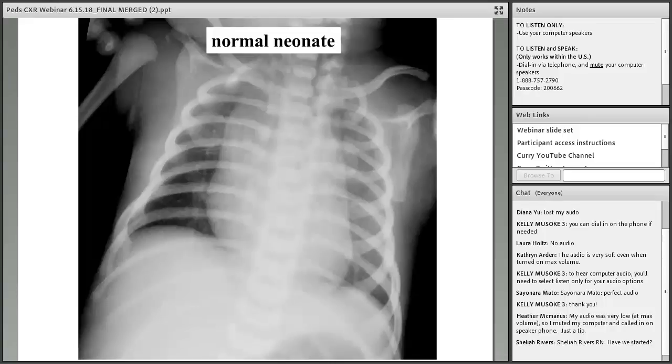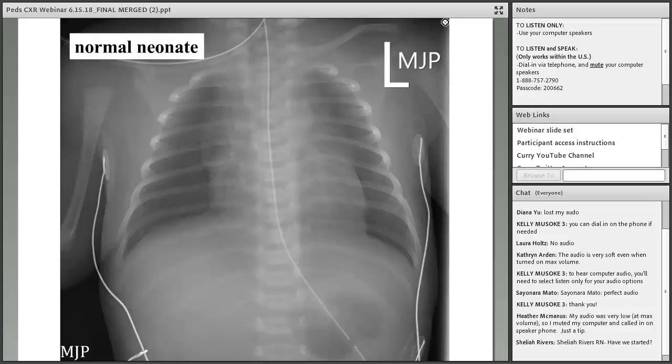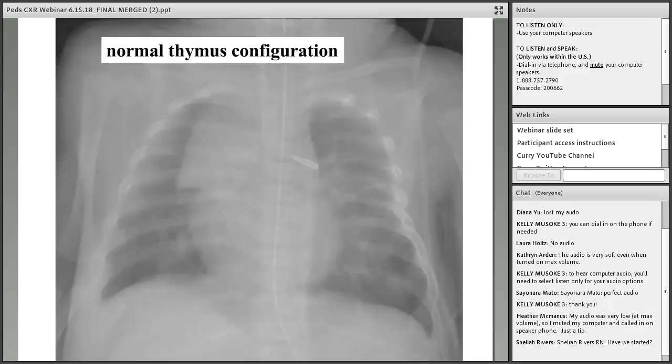neonate. So here's an example of a normal neonate, and what makes it difficult is that the mediastinal structures are very prominent because the thorax is small. So in this case, of a normal neonate, the heart can be artificially enlarged, and the cardiothoracic ratio can be up to 0.65 as compared to 0.55 in an adult. Similarly, another structure that's very prominent in a newborn is the thymus, as outlined here.